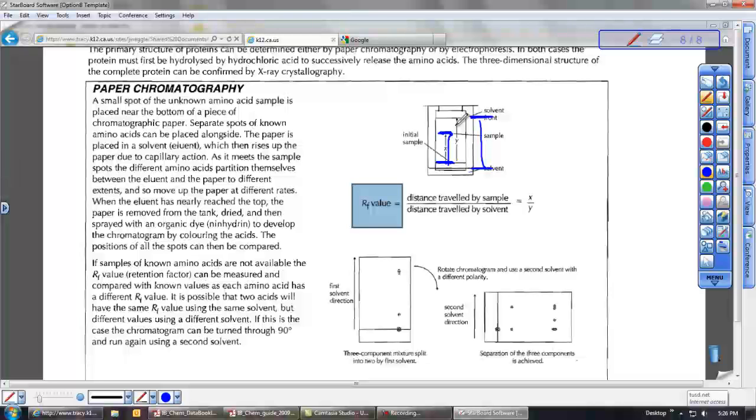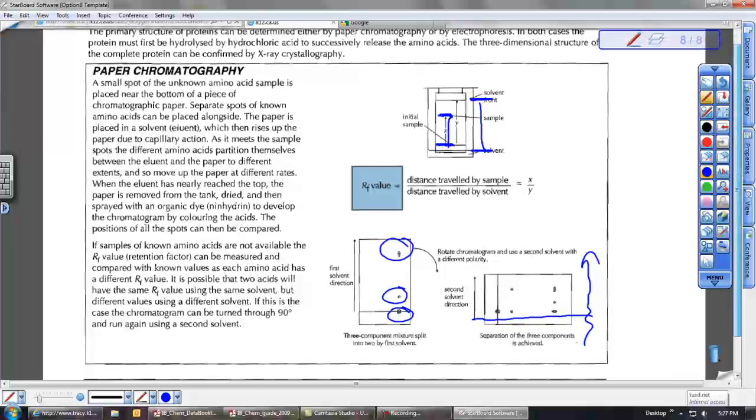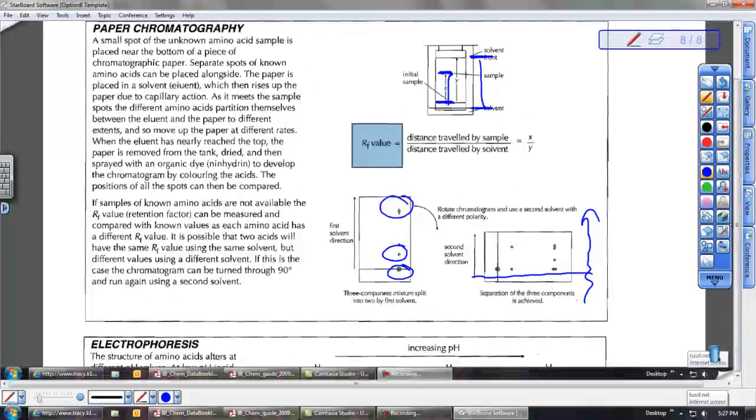Does that make sense? And this is simply saying that if you can't separate them from each other this way with one solvent, you turn it on its side and you run a second one in this direction with a different solvent. And so these two spots, after this original spot was separated, are actually mixtures as well. So it was turned on its side and a different solvent was used, which separated them even further. That's all that's showing you. You can read that on your own. Paper chromatography.